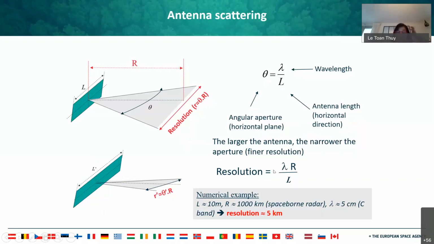And so if you have an antenna of 10 meters and a distance of 1,000 kilometers, and for the C-band, then the resolution will be 5 kilometers. It's too coarse, a 5 kilometer resolution.